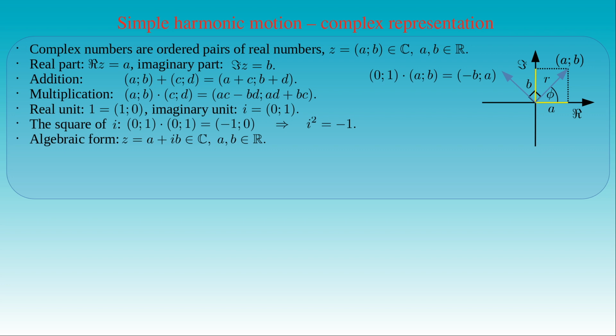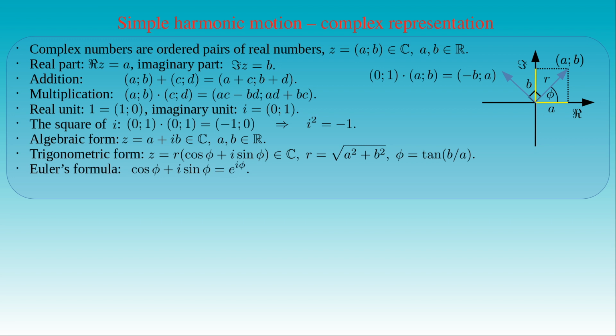Then the trigonometric form of Z equal to AB is given by r times the sum of cosine phi and i times sine phi. Since Euler's formula states that cosine phi plus i times sine phi is equal to the exponential of i times phi, we can write the trigonometric form of a complex number in the exponential one, that is r times e to i times phi. This is the most convenient form of complex numbers.